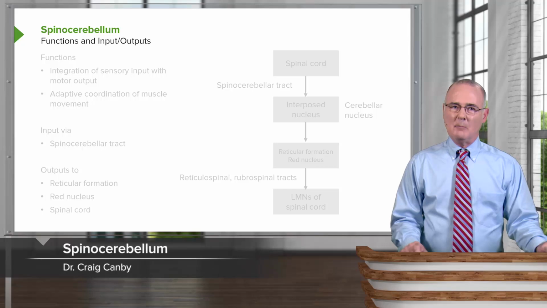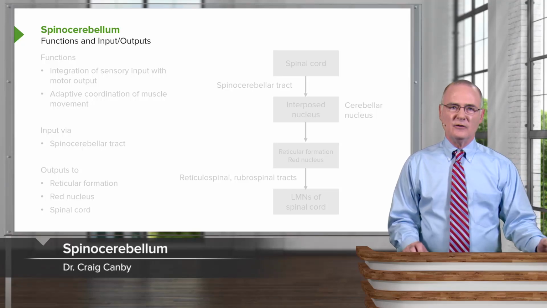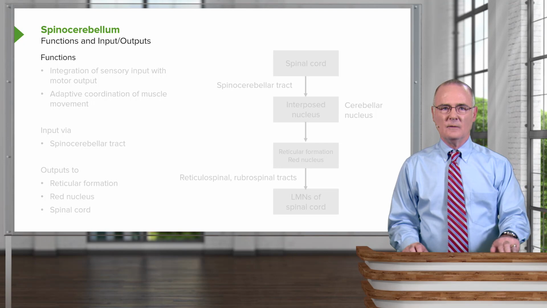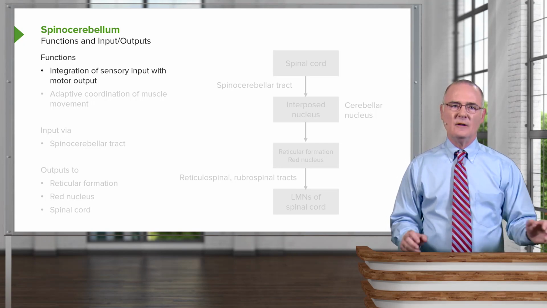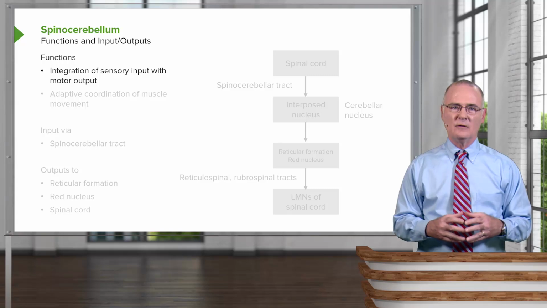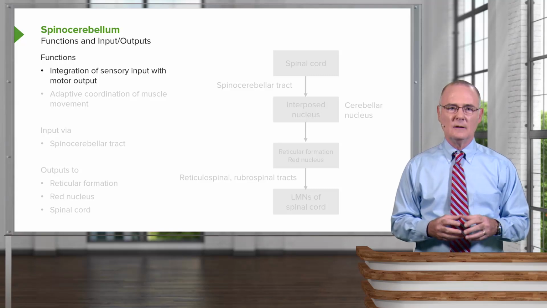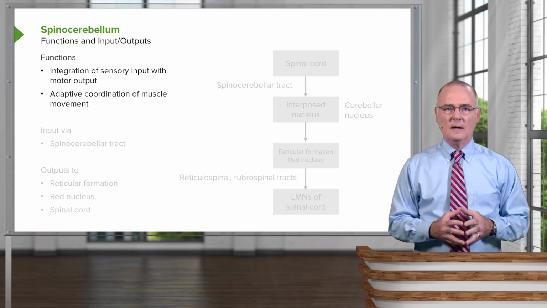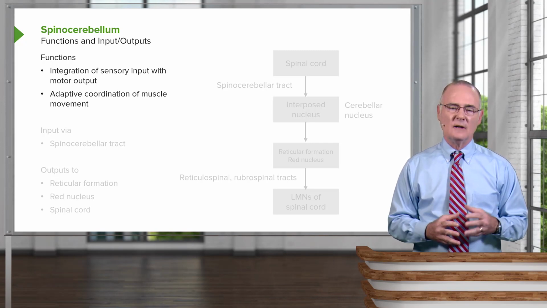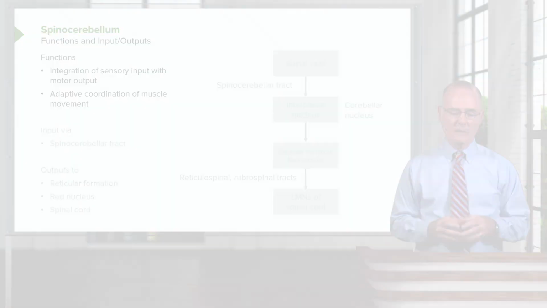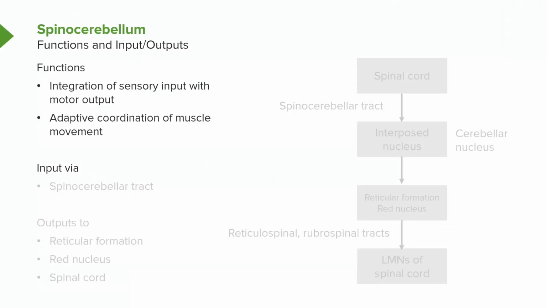The spinocerebellum, we'll look at its functions as well as input-outputs. Functions of the spinocerebellum include integrating sensory input with motor output, and this will help with the adaptive coordination of muscle movement. The input, as the name implies, is via the spinocerebellar tract.